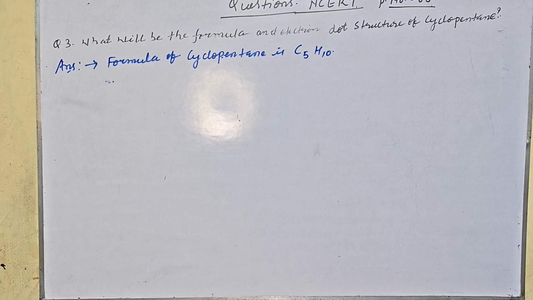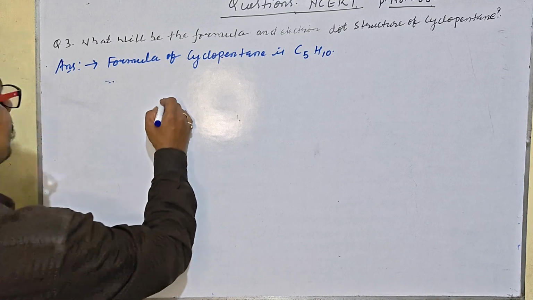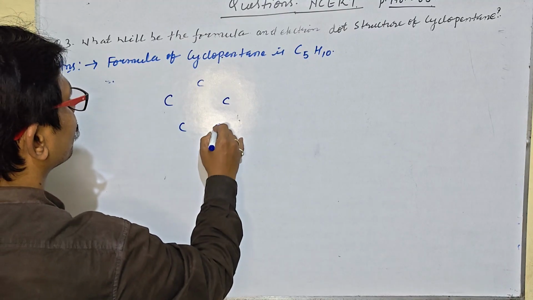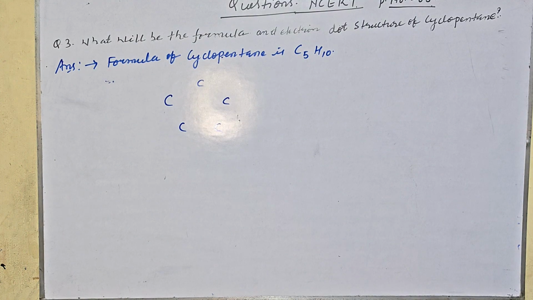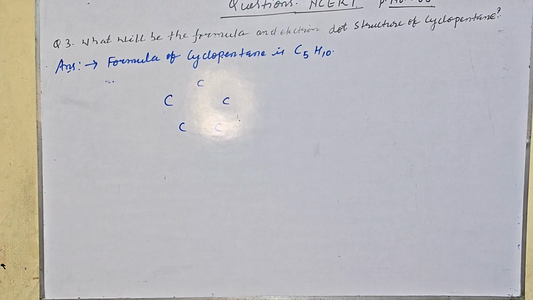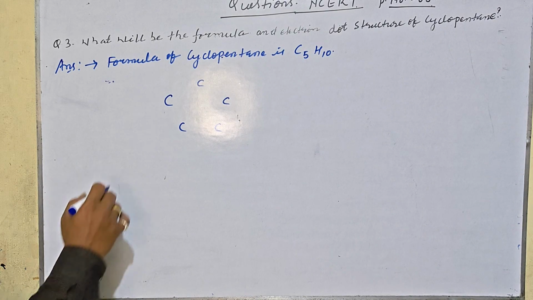Let's draw the structure. They are asking to draw the electron dot structure. So my dear student, try to understand it in a simple way. How many carbons are present there? There are 5 carbons: 1, 2, 3, 4 and 5. Just like this you have to write. First you put all the carbons in the chain.